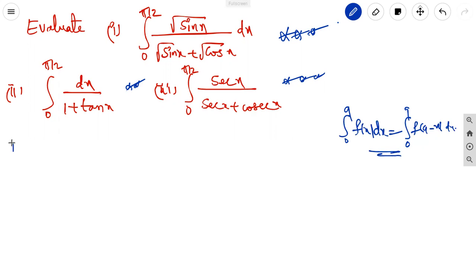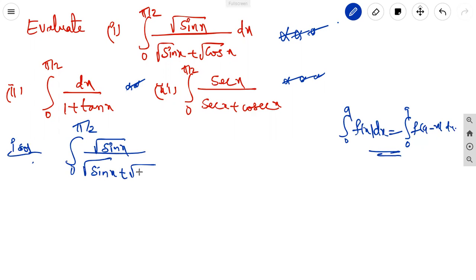This I'm doing here, the first one. How do we get the idea? Integral 0 to pi by 2 root sin x by root sin x plus root cos x is not in a standard integral form. So we can simplify it by using the property, that is integral 0 to a f of x dx equal to integral 0 to a f of a minus x dx. Both will be the same.